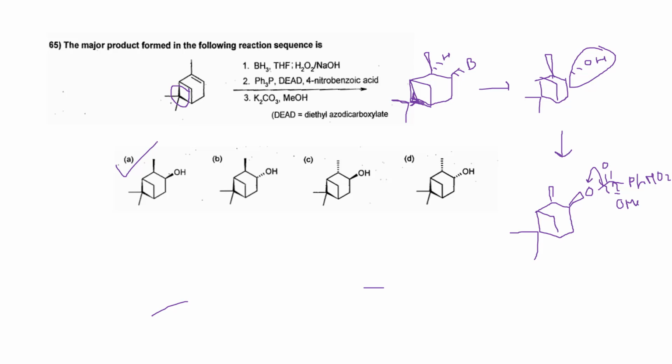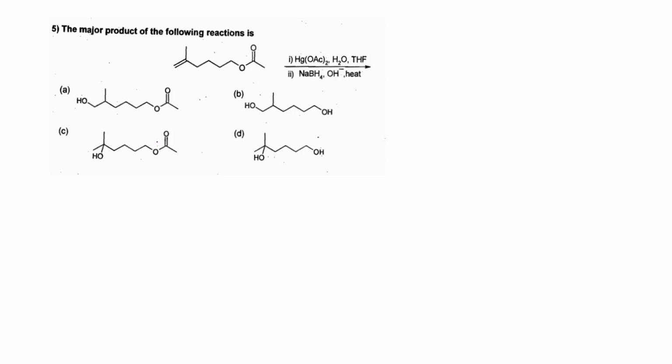Okay. Next question. Now we have talked about oxymercuration, demercuration. So what will be the major product formed in the reaction? I have told you that oxymercuration-demercuration always follows the Markovnikov rule, just opposite to hydroboration. In case of hydroboration, that follows the anti-Markovnikov rule.